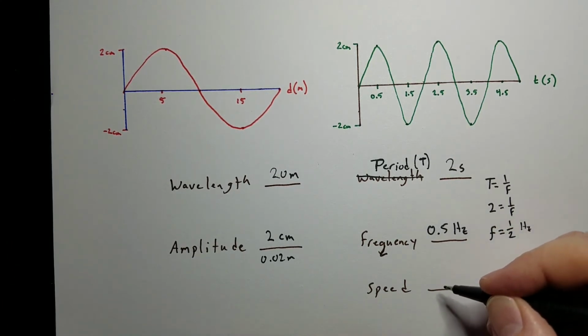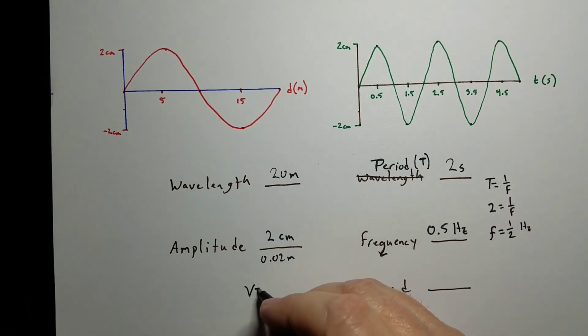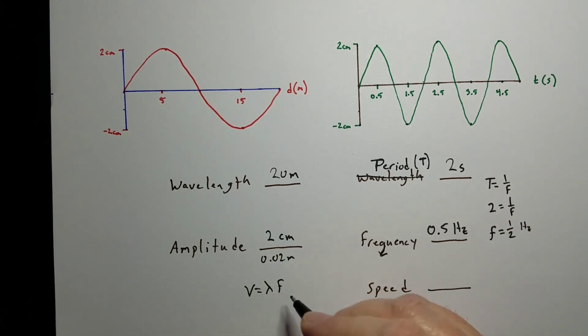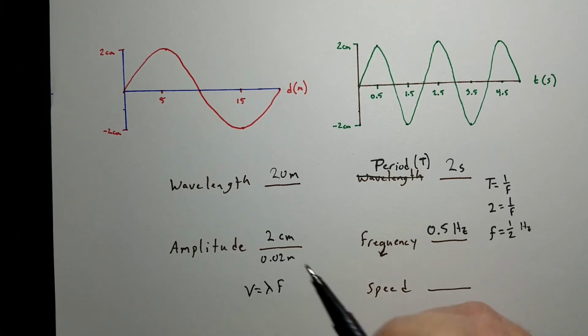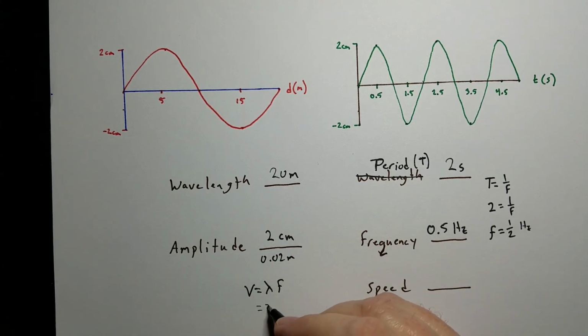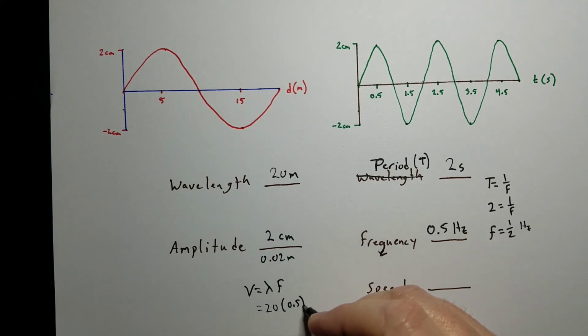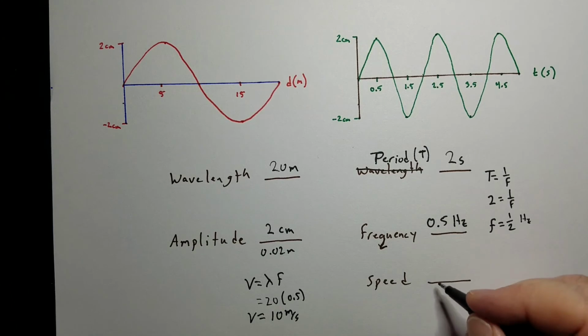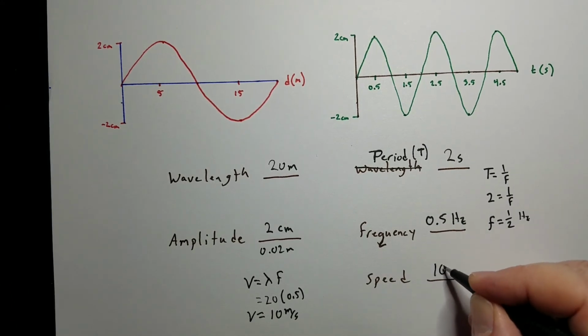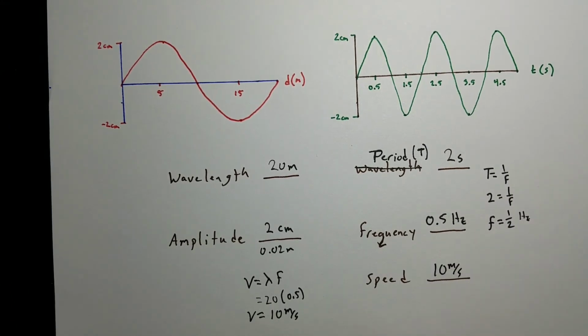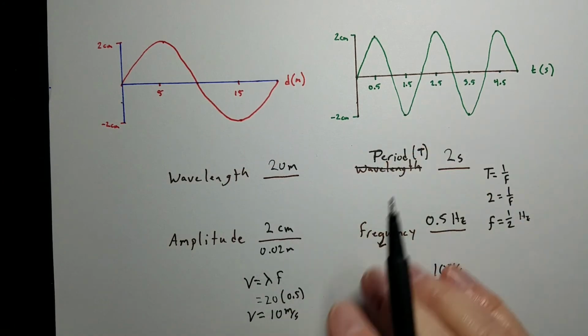Now to find the speed or velocity, velocity or speed is equal to wavelength times frequency. So I take my wavelength from there, which is 20, my frequency from here, which is 0.5, and I get a velocity of 10 meters per second. So this is how you can get information from a graph in order to answer those questions.